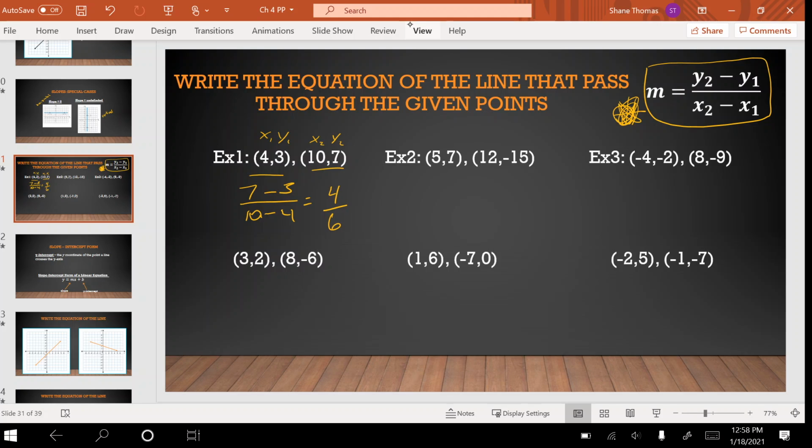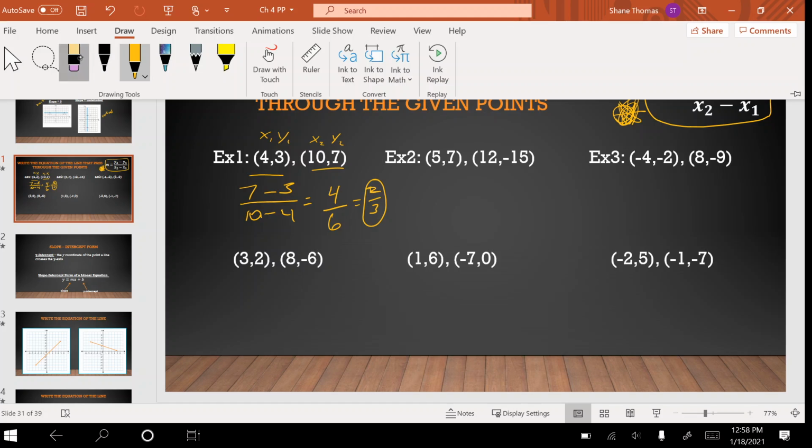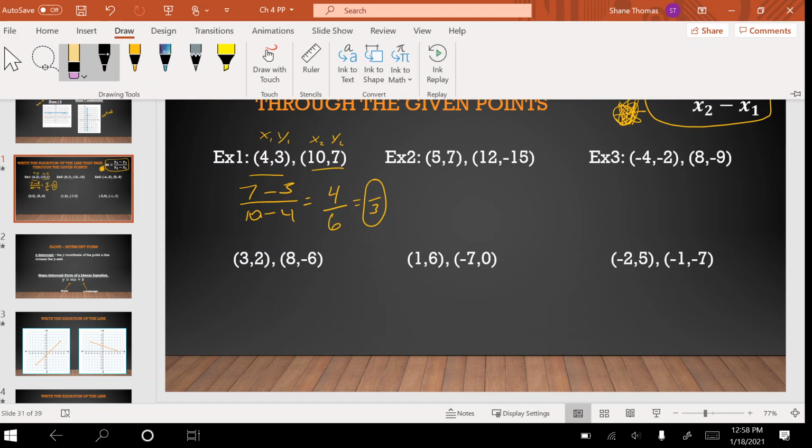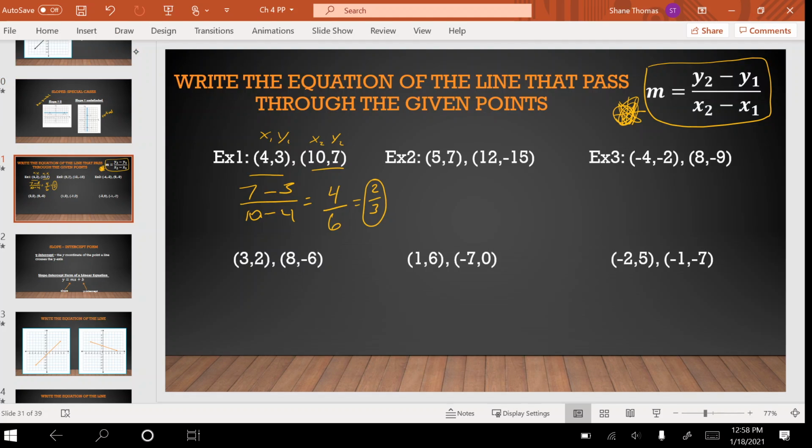6. Now, can I simplify 4 over 6? Yes. What does it simplify to? 2/3. Good. And leave it at that. Do not make it a decimal. Okay? Leave it as a fraction. It'll make life easier on you later. I promise. That was the first one.